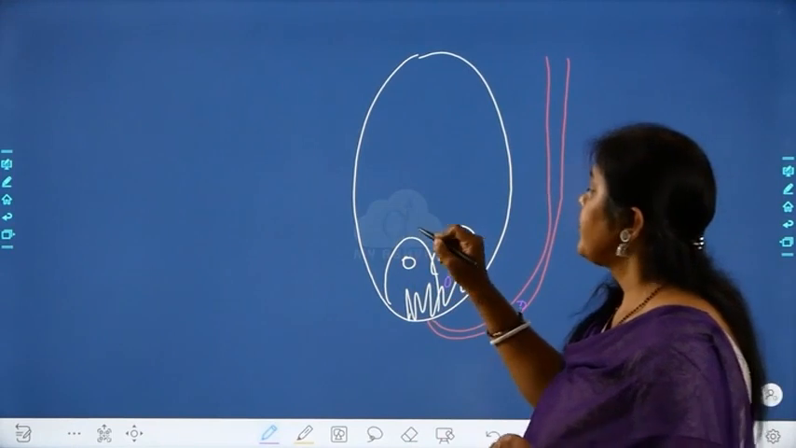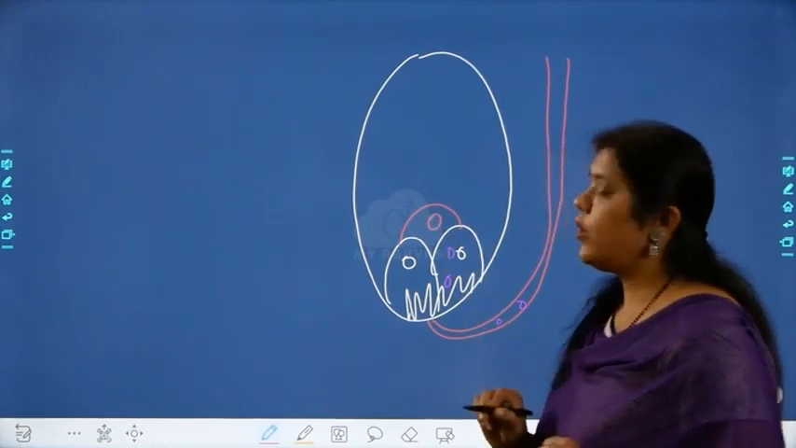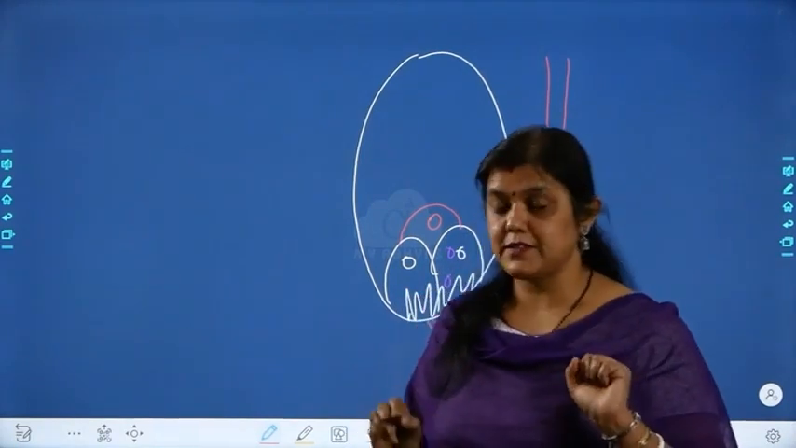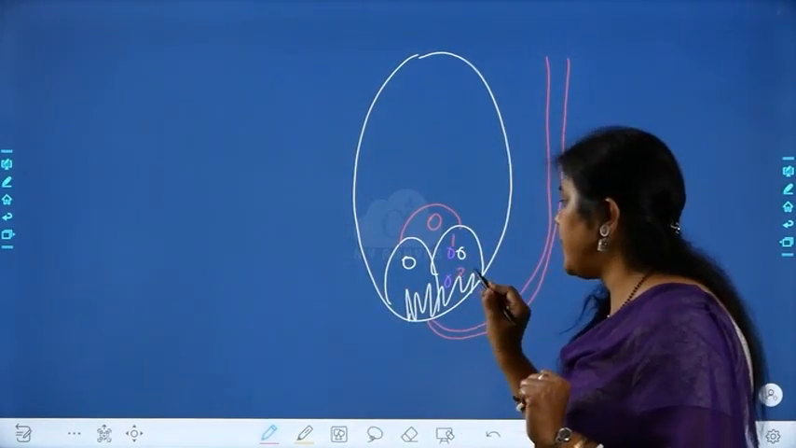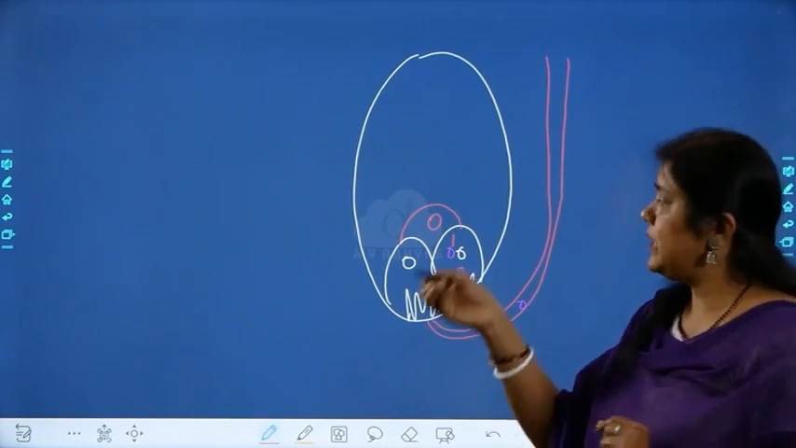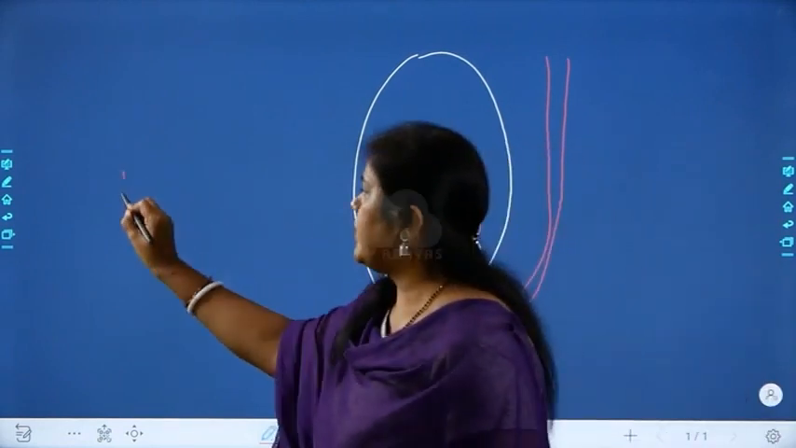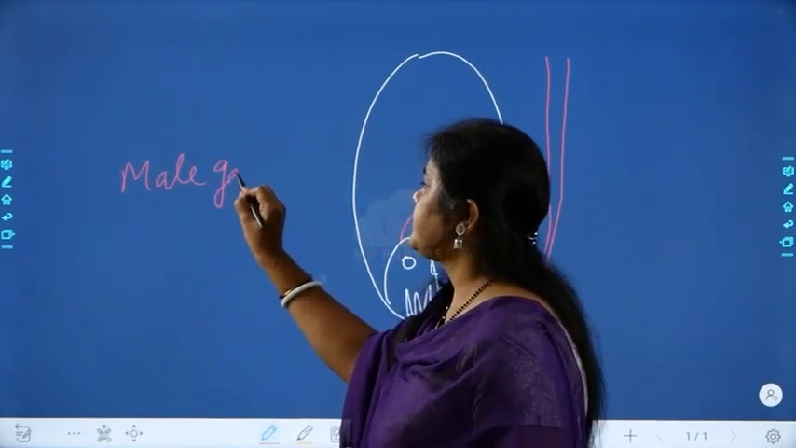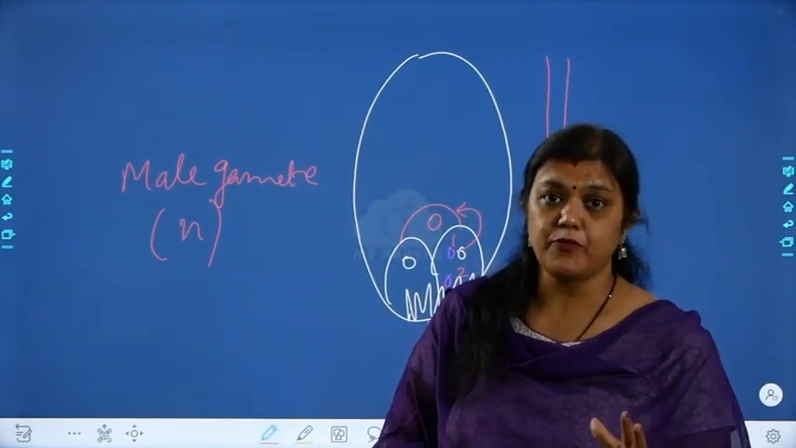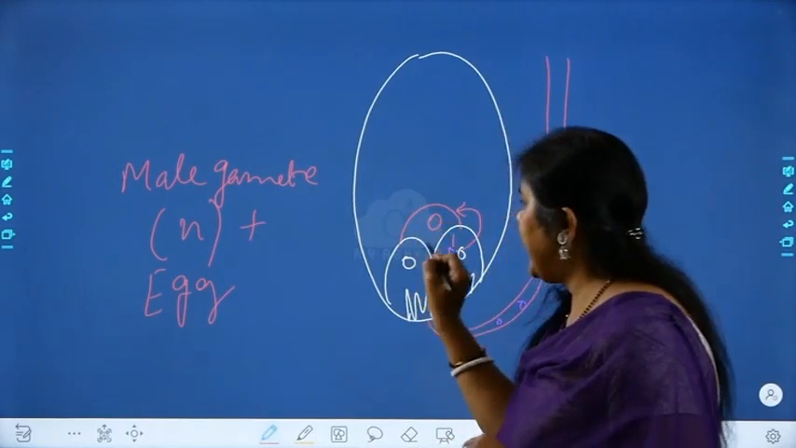Once it is released, where is it supposed to go? It is supposed to go and meet the egg cell. How many male gametes were released? Two male gametes were released, right? So this is male gamete number 1 and this is male gamete number 2. Now, the first fertilization will take place between male gamete 1 and the egg cell. What is the number of chromosomes they have? That is n. It is going to fuse with the big central egg cell.